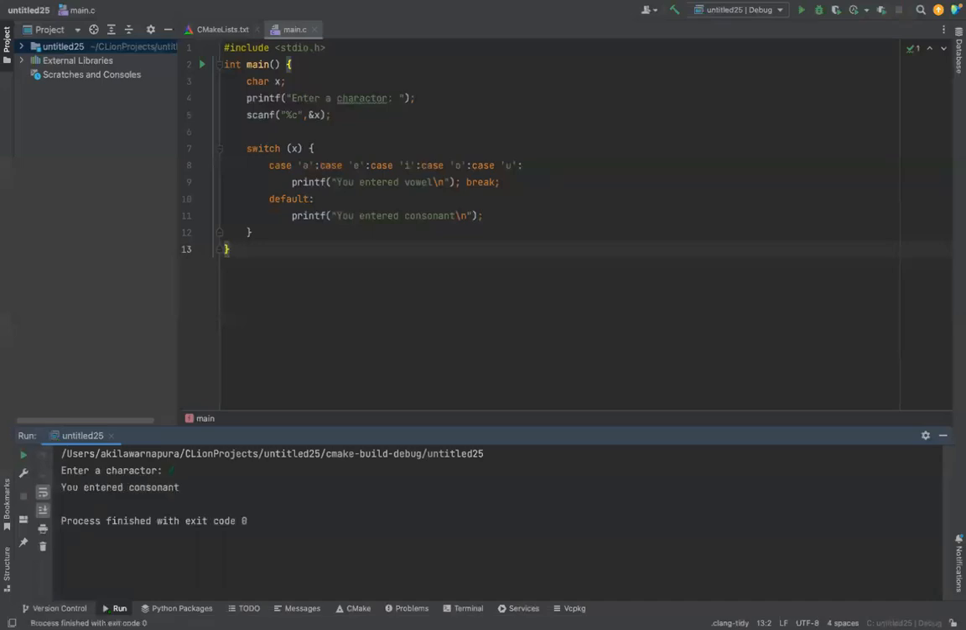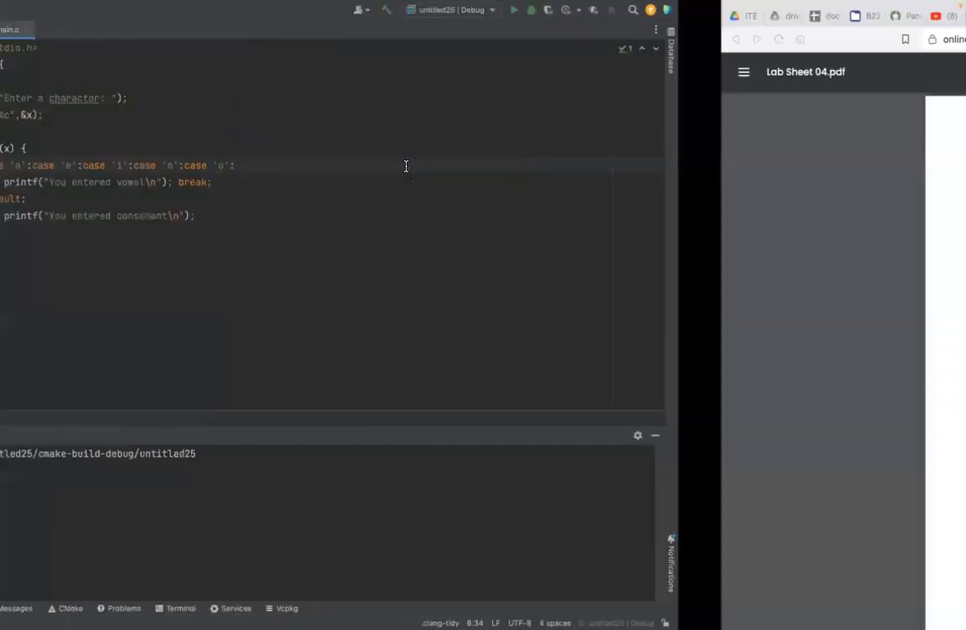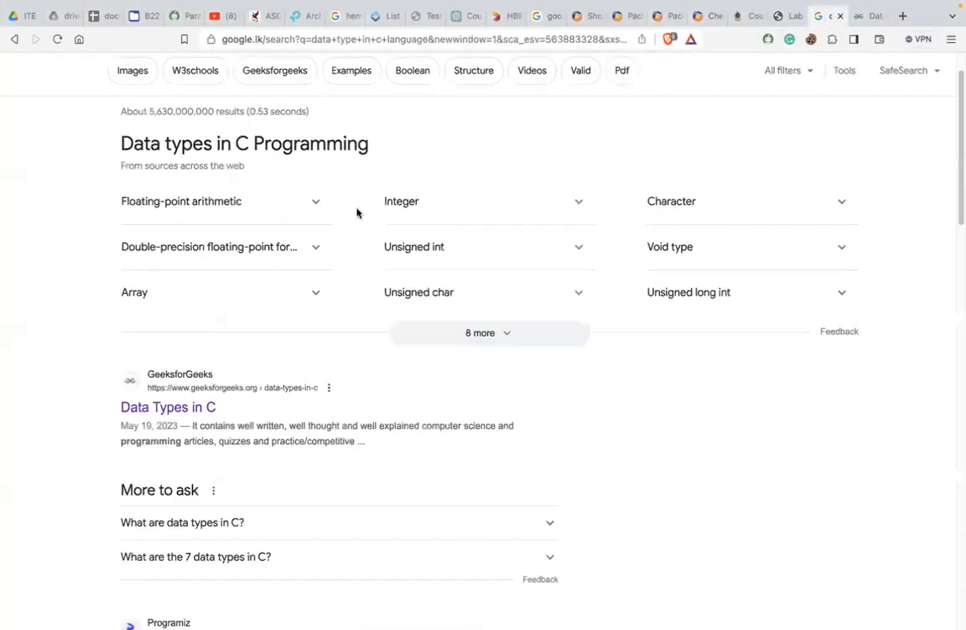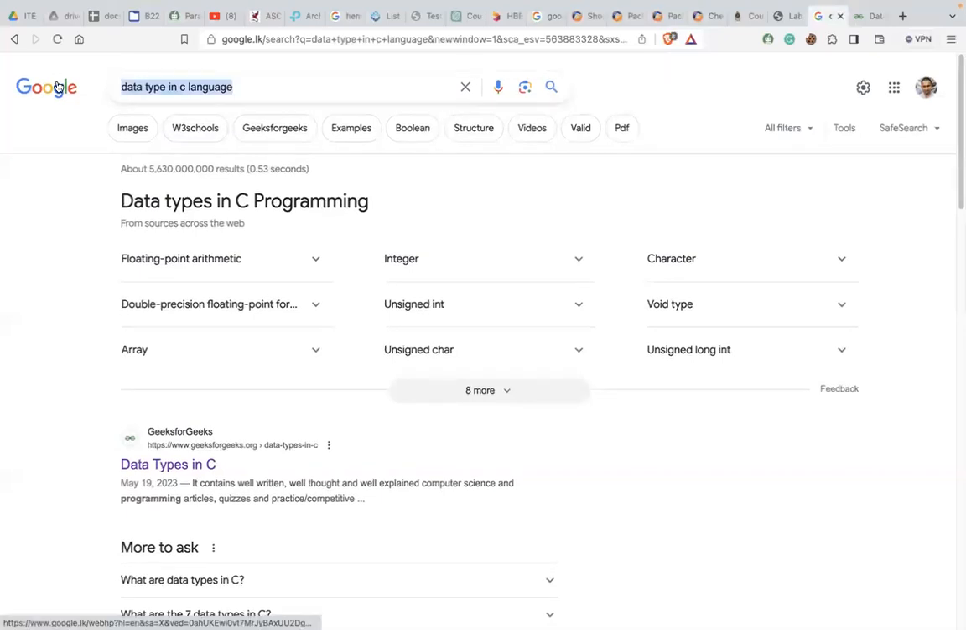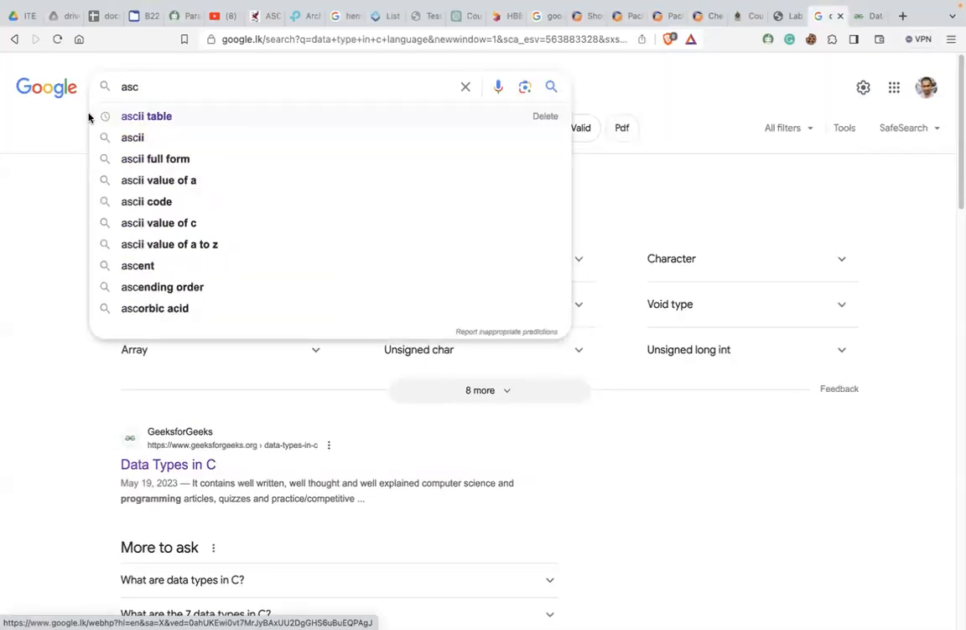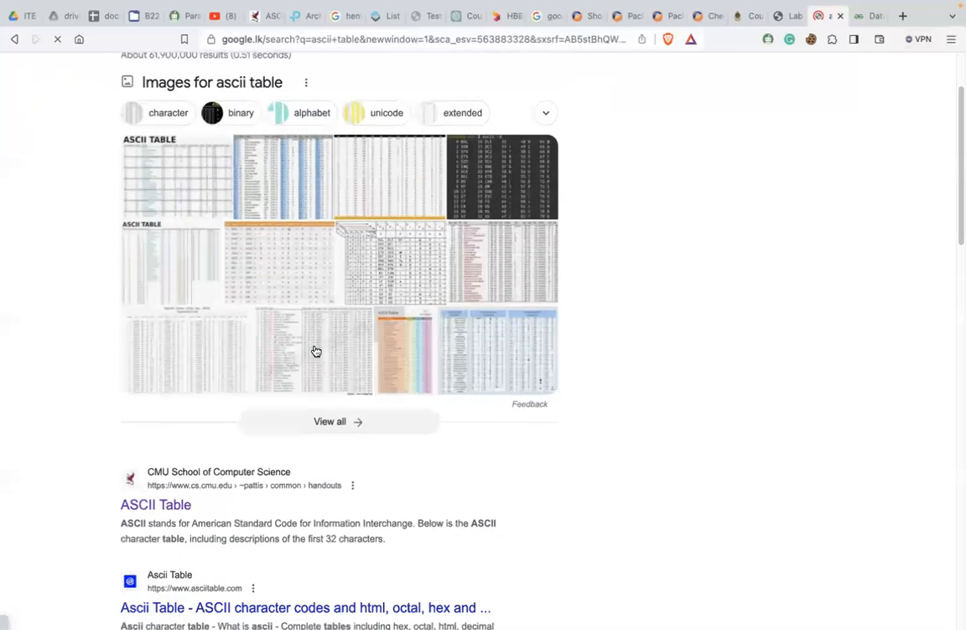D, consonant. Now what happens if you enter a capital one? Let's say capital A. You entered consonant. Why? Because the capital A case has not been checked. You know capital A has a separate ASCII value. Whatever character you enter, it is saved as a decimal value, the ASCII value. That means you know the ASCII table.